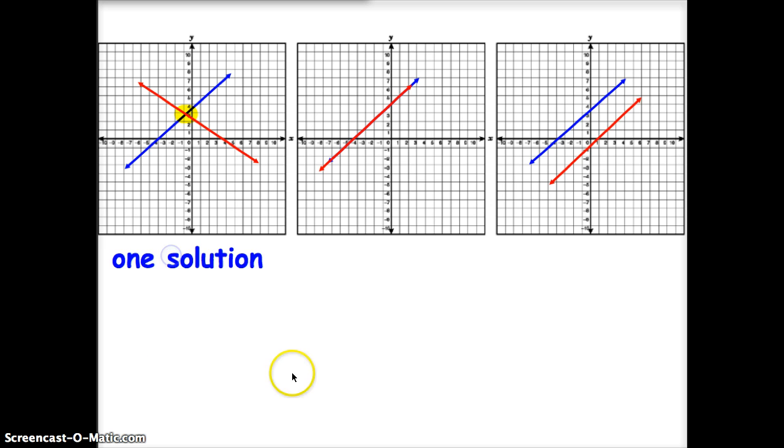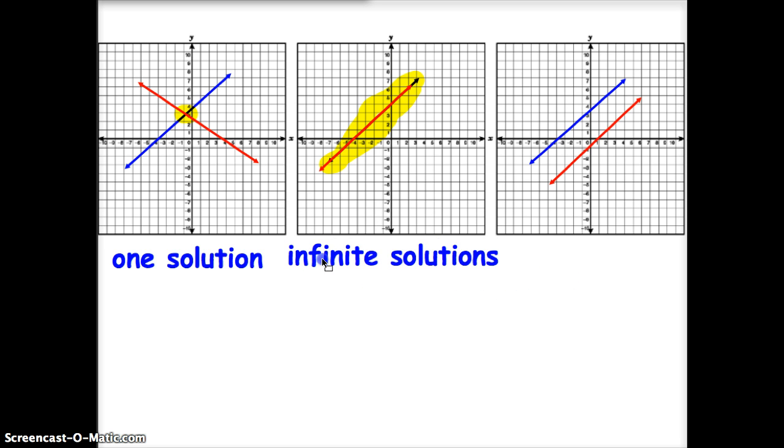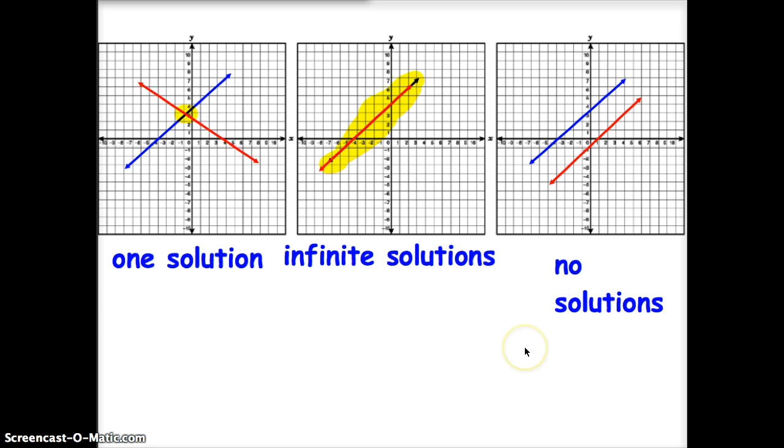For this first problem. In this graph, the lines overlap each other. So because they overlap each other, there are going to be infinitely many solutions. For the final graph, there's no point of intersection for these two lines because they're parallel. So for that, there are no solutions. So depending on how your graph appears when you graph your two equations, you will either have one solution, infinitely many solutions, or no solutions.